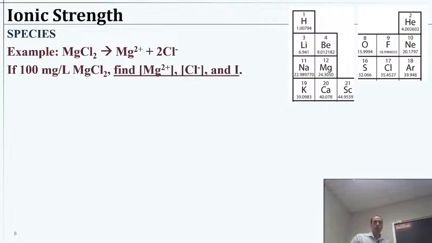Okay, so give it a shot. Do 100 milligrams per liter of magnesium chloride. Calculate the ionic strength for that. Also, go ahead and give me the concentration for magnesium and chloride.